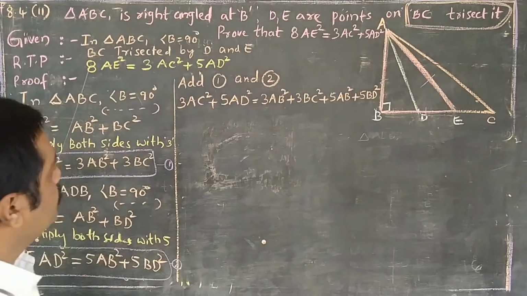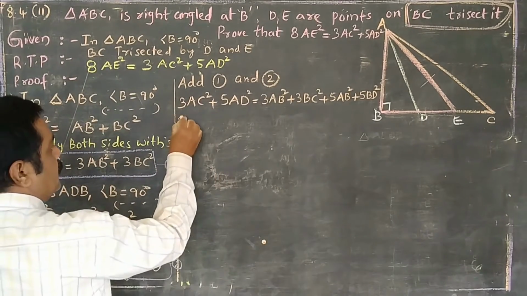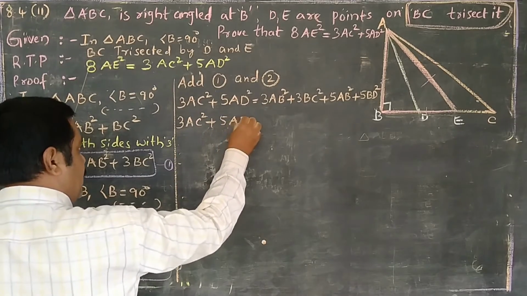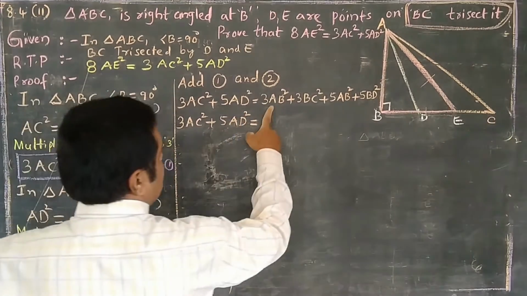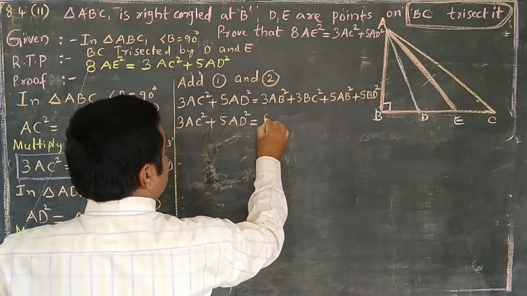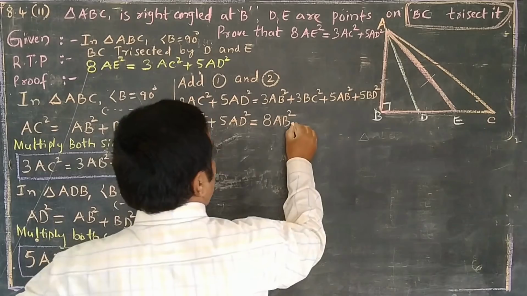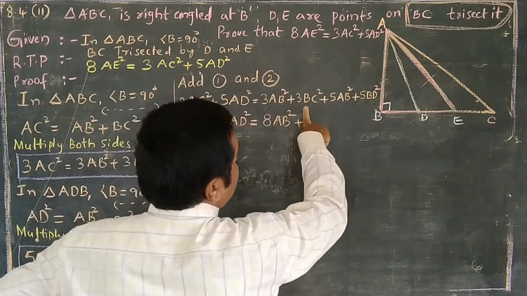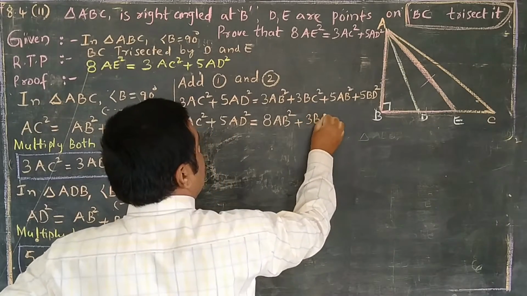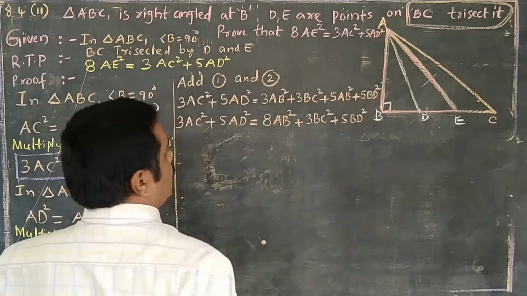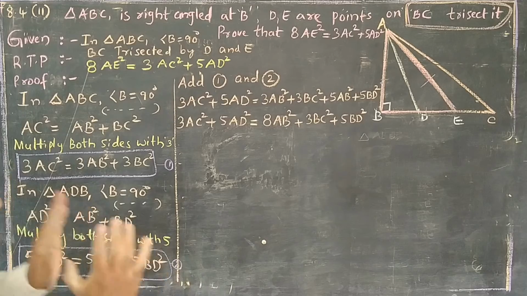Then clear? In the next step, 3AC square plus 5AD square is equal to here 3AB square, here 5AB square, total 8AB square. And here 3BC square plus 5BD square. Okay, then we reach here.